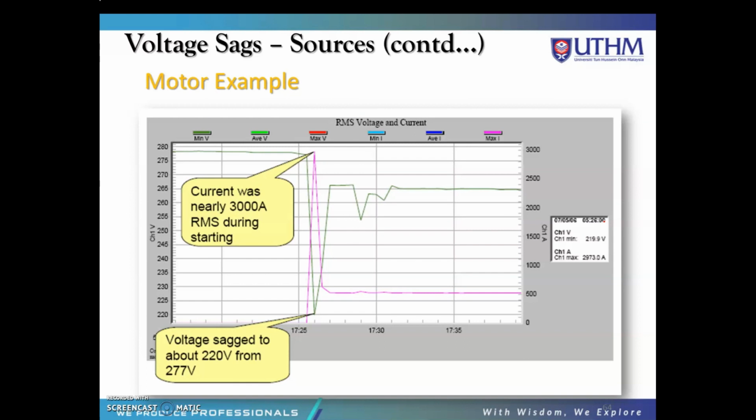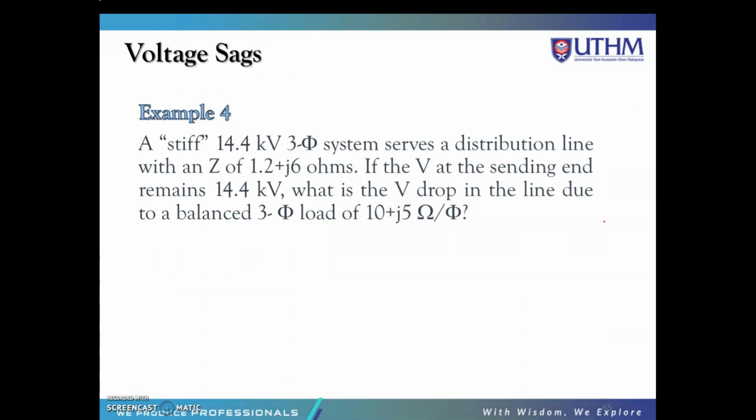This is the motor starting example. When the motor starts, the current was nearly 3000 amps RMS during starting, and the voltage sagged to about 220 volts from 277 volts. The purple line is the current waveform, while the green line is the voltage waveform. Now let's look at example 4.